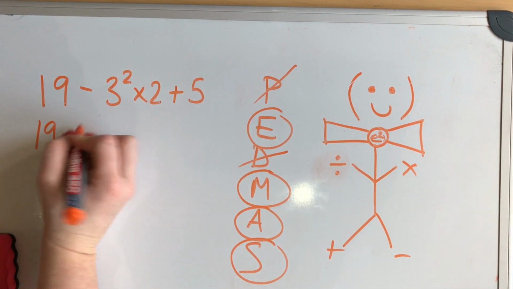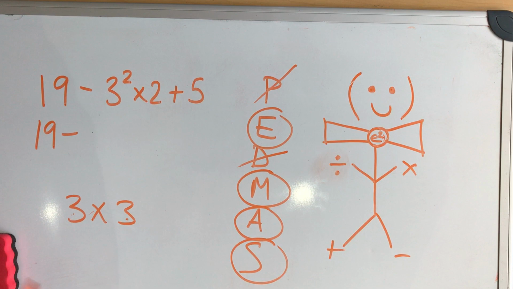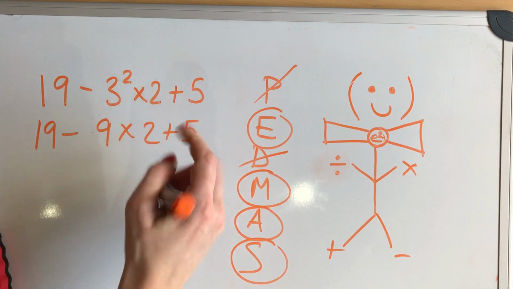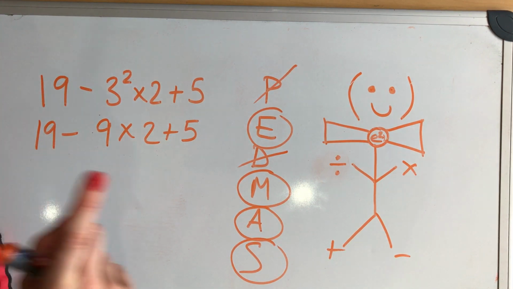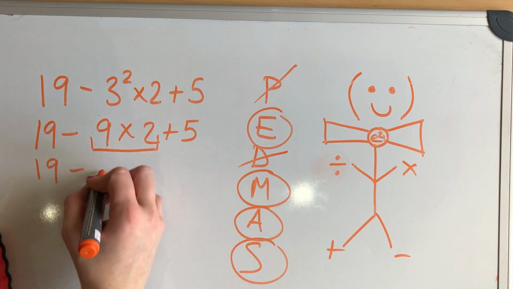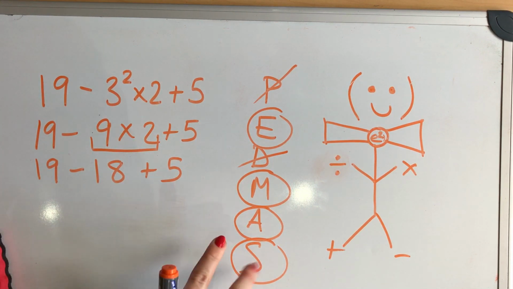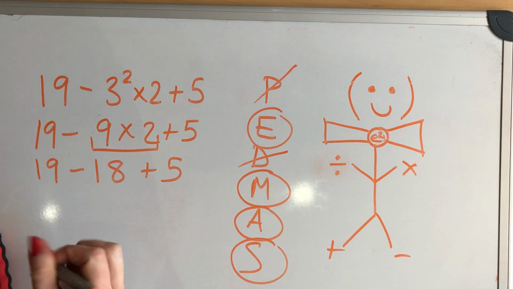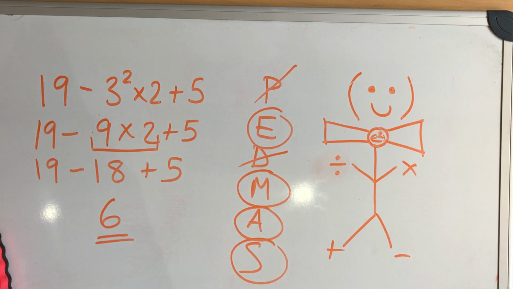So I've got 19 take away 3 squared is just 2 of the 3's with a multiplication sign between them. So 3 times 3 is 9. So that's my first step. And you'll notice that I do a line for each of these. I start a new line so that I don't get confused. Then I need to do my multiplication. So 19 take away 18 plus 5. Then, again, just like before, these two I can do either way, but you should be starting from the left-hand side. So 19 take away 18 will give me 1 plus 5 will give me 6.